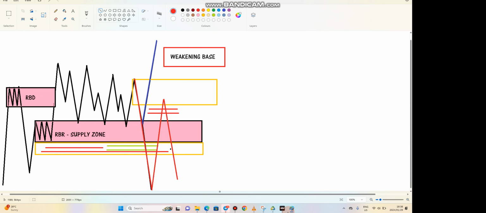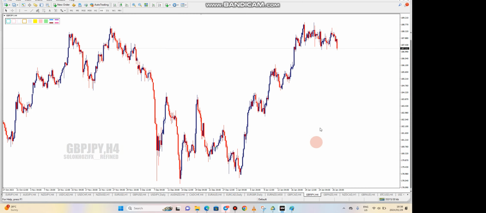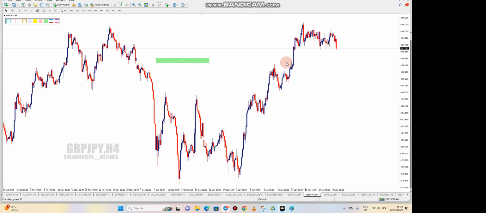Alright, so even in the GBPJPY, currently we've got this weakening base. So you do your math, you do your own analysis.